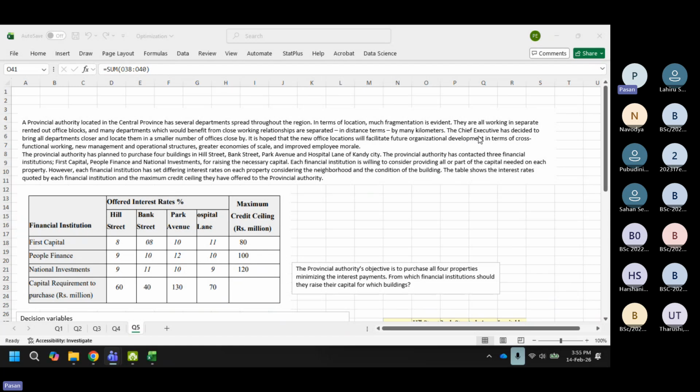So once they bring them together, in terms of the functioning of them, it's going to be much easier. They selected four different places, so of course you can go to all four different places and build four buildings.